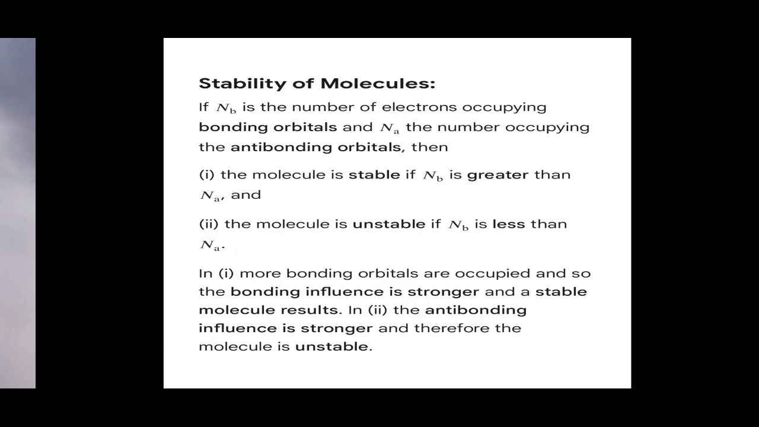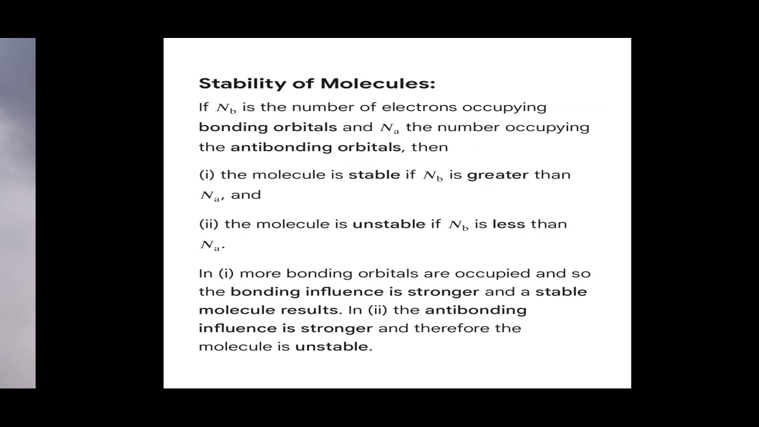Then stability of molecules. See, the MOT actually describes the stability of molecules. If Nb is the number of electrons occupying bonding molecular orbitals and Na the number of electrons occupying anti-bonding molecular orbitals, then the molecule is stable if Nb is greater than Na. So the greater the number of electrons in bonding molecular orbitals, the more the stability of the molecule increases. Similarly, if there is a very large number of electrons in anti-bonding molecular orbitals, then the molecule will be unstable.